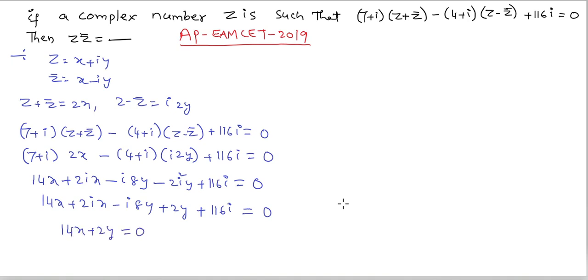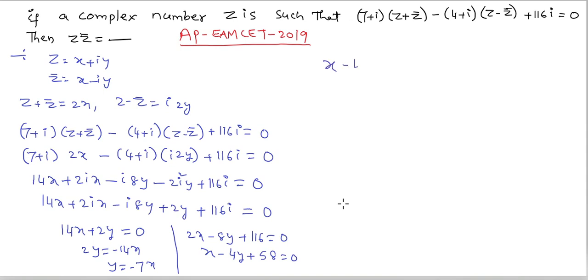So from this 2y = -14x and y = -7x. And equating imaginary parts, that is 2x - 8y + 116 = 0. Take 2 common, x - 4y + 58 = 0. Substituting y value in this equation, x - 4 into (-7x) + 58 = 0. 7 into 4 is 28, 29x + 58 = 0.